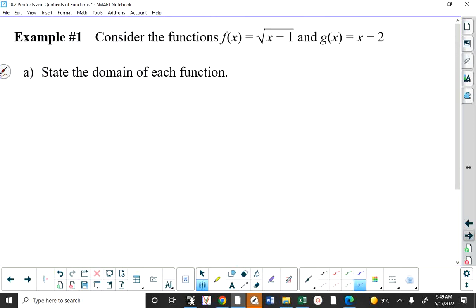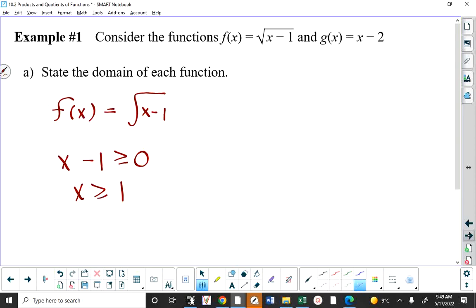Look at these two functions. What's the domain of each function? So f of x is the square root of x minus 1. We've learned that you cannot take the square root of a number unless it's greater than or equal to 0. In other words, the radicand has to be greater than or equal to 0. We solve this. The domain of this function is x is greater than or equal to 1. G of x is x minus 2. There's no real work needed to discover the domain. Is x any real number? Because it's a linear function, right? Linear functions go on forever in all directions.